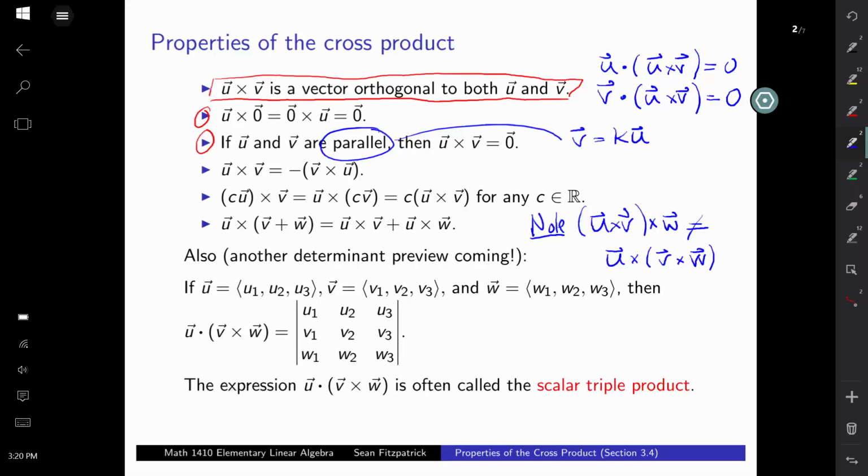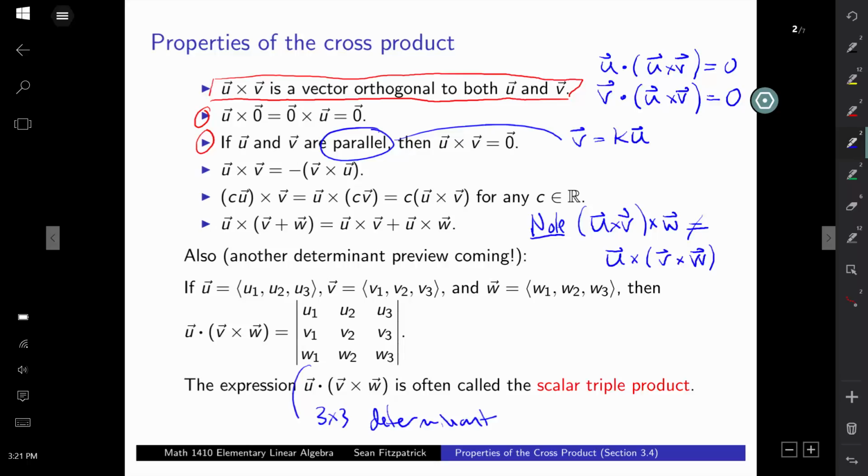Now, one other thing you can do with the cross product is this scalar triple product here at the bottom of the screen. If you take the cross product of v with w, and then you dot it with a third vector u, you get this expression here, u1, u2, u3. So this is an example of a 3×3 determinant.